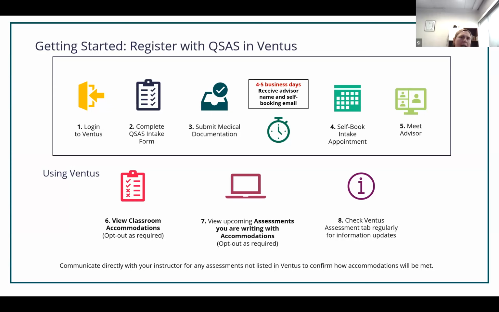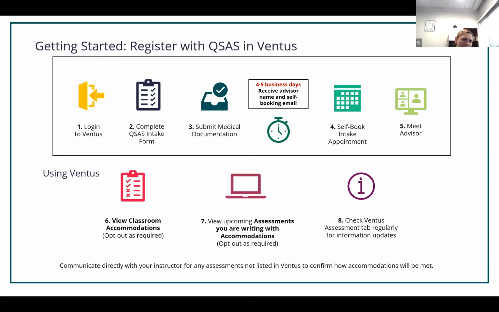A student then waits 4 to 5 business days to receive an email from their assigned QSAS advisor, who will inform them of who they are and send them a self-booking email so that the students can book their intake appointment. At the intake appointment, the student gets to meet the advisor, and they get to agree upon the accommodations that they are going to receive.